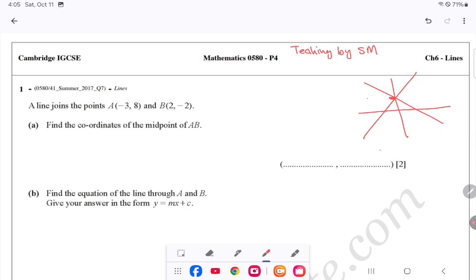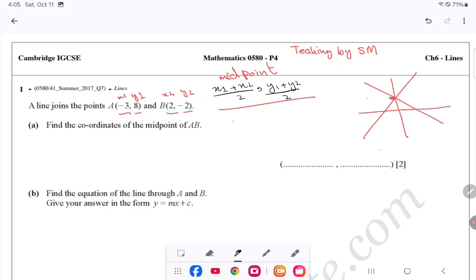For that we have to use the midpoint formula, which is (x1 plus x2 over 2, y1 plus y2 over 2). This is the formula for the midpoint, which we have to calculate. Now this is our x1, this is our x2, this is our y2, and this is our y1. Put the values.